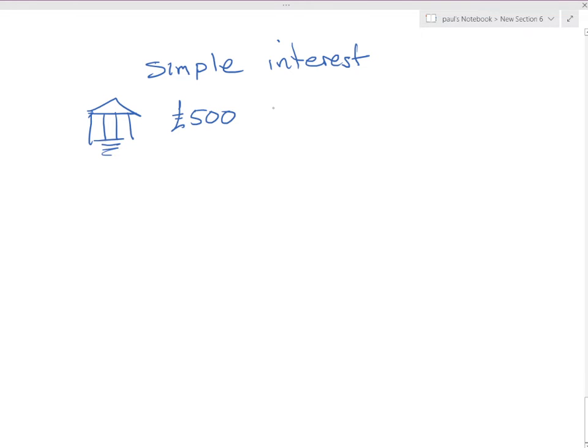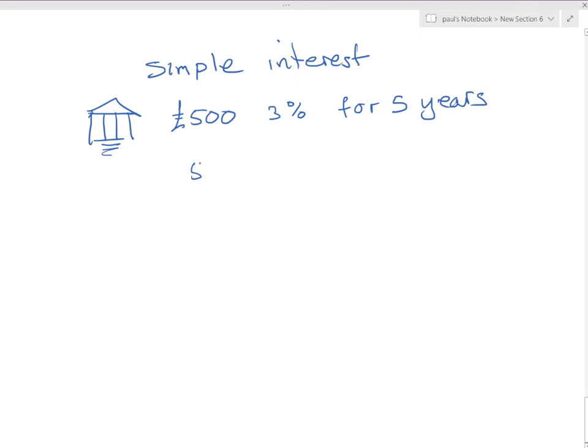So we're going to do simple interest. Simple interest. This is when you put money in the bank. There's a bank. There, you put money in the bank. Yeah. Simple interest. So you're going to put £500 in the bank at 3% interest for 5 years.